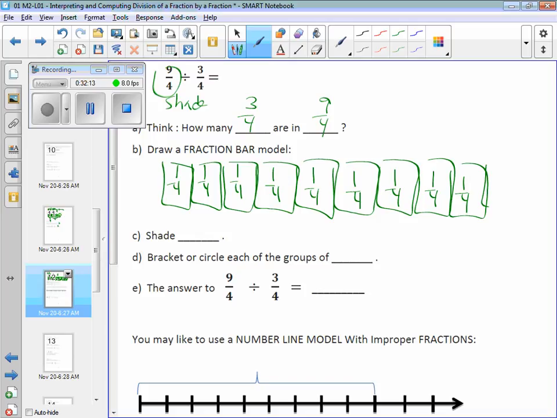Okay, ready? Watch. I've shaded how many fourths? 1/4. 2/4. 3/4. 4/4 or 1. 5/4. 6/4. 7/4. 8/4. 9/4. Do you see now why you need 9 boxes? Does that help you to see a little bit better?